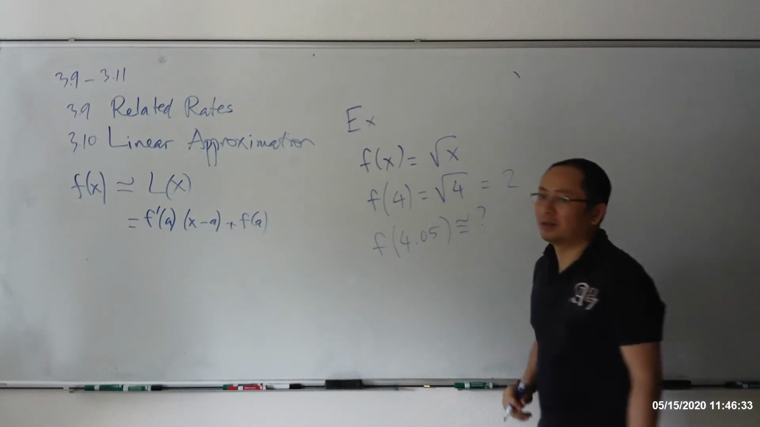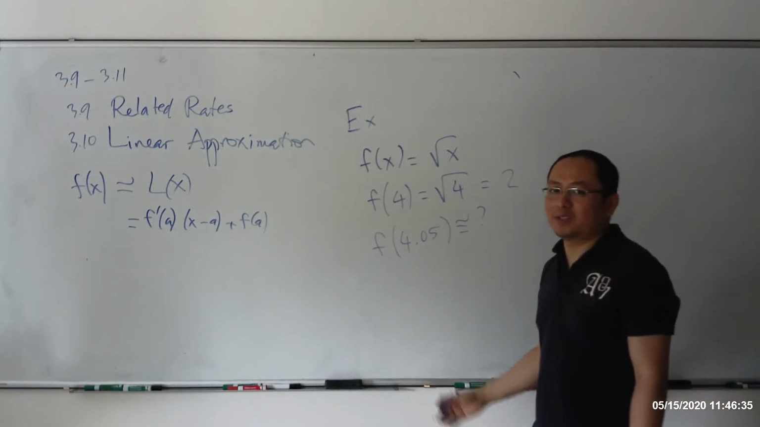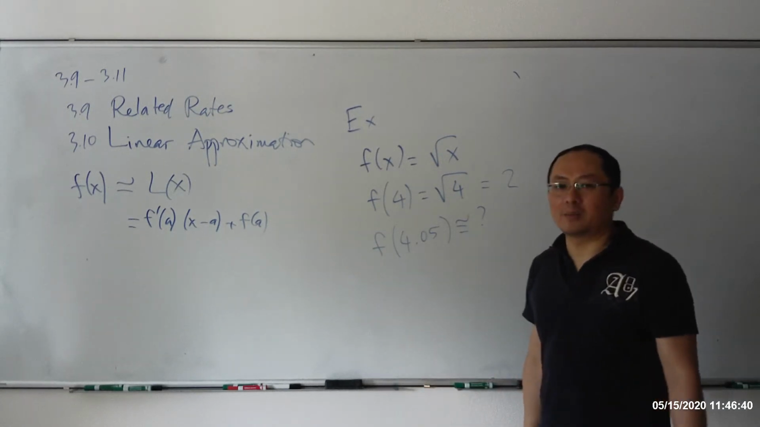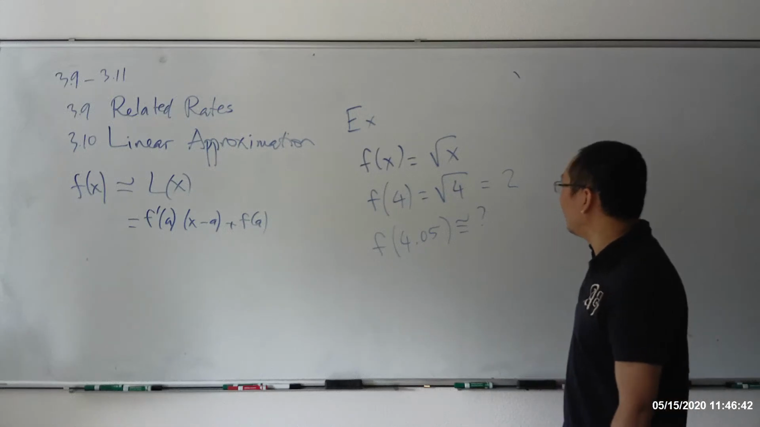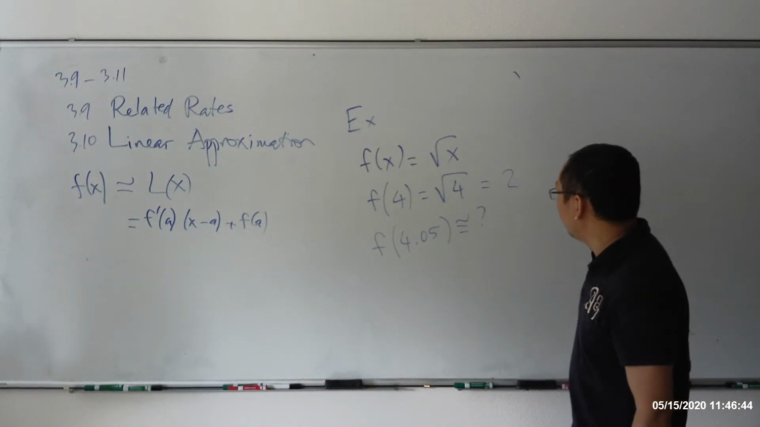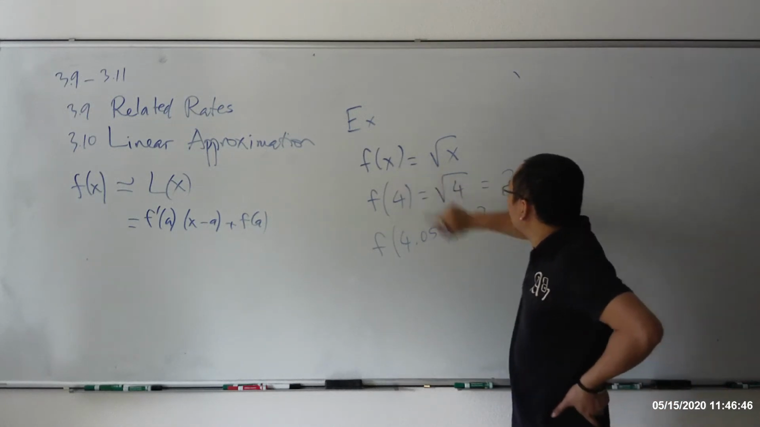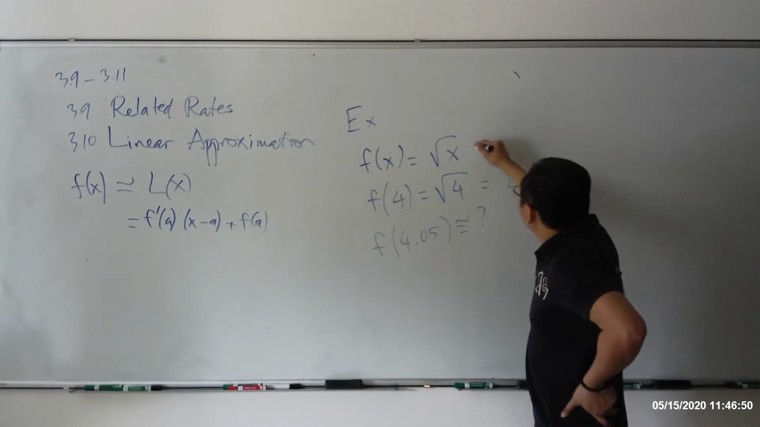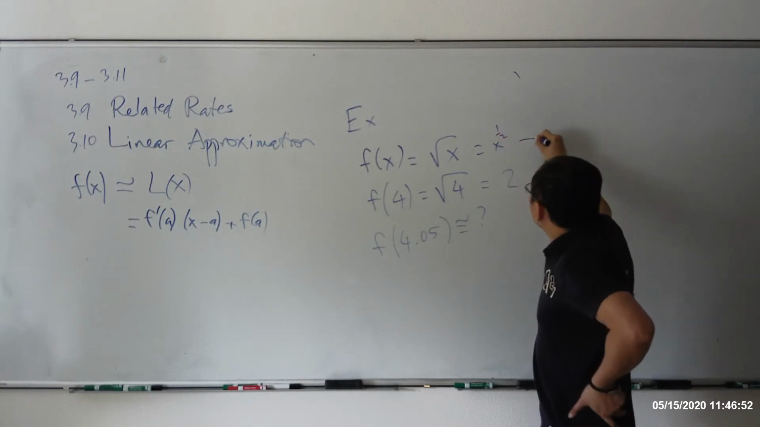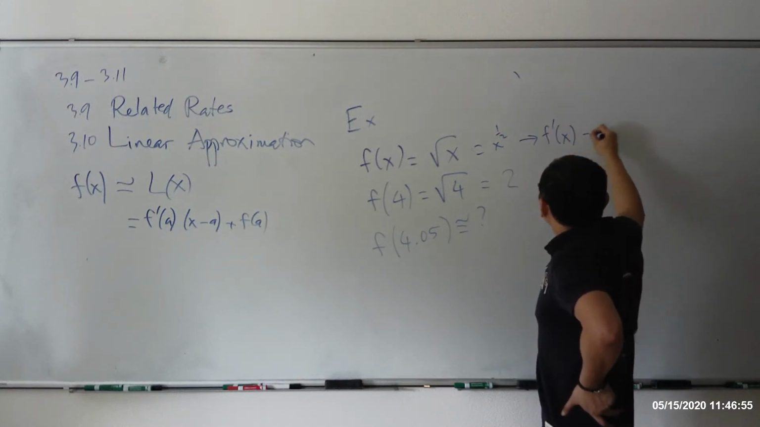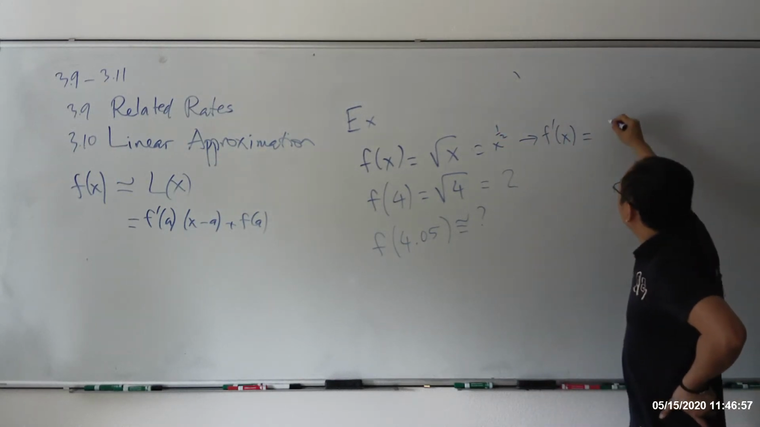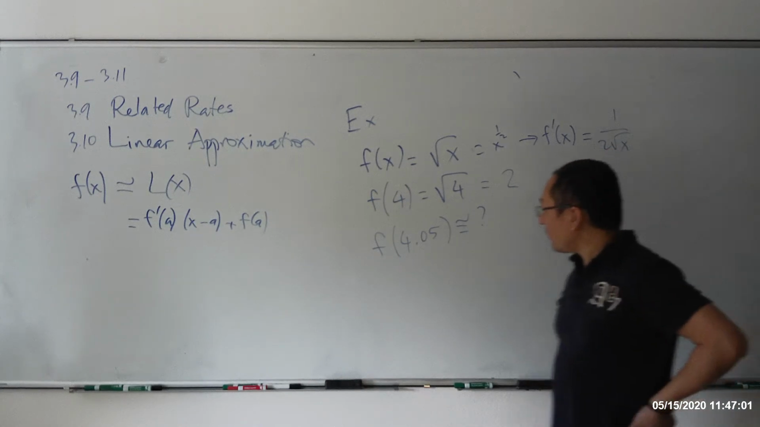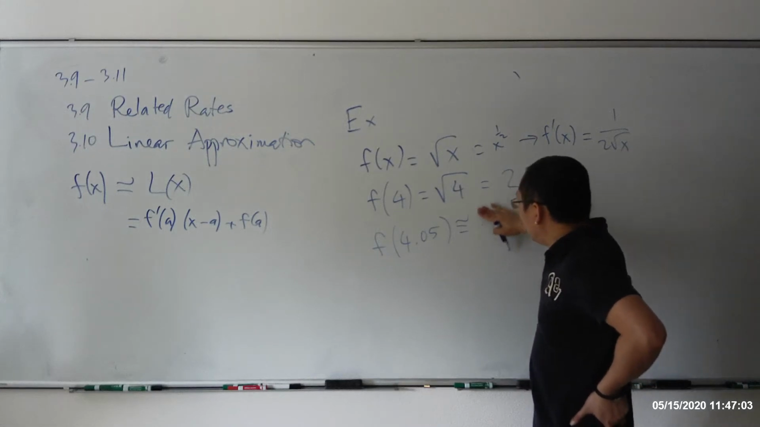Can you approximate f of 4.05? Nowadays we have calculators, so this is a piece of cake, but we try to show you how to do linear approximation without a calculator. All right, so what do we have? f of x equal to square root of x, which is x to the 1/2. Is that right? So f prime of x is equal to 1 over 2 square root of x. Cool enough? So I apply what we learned right here.